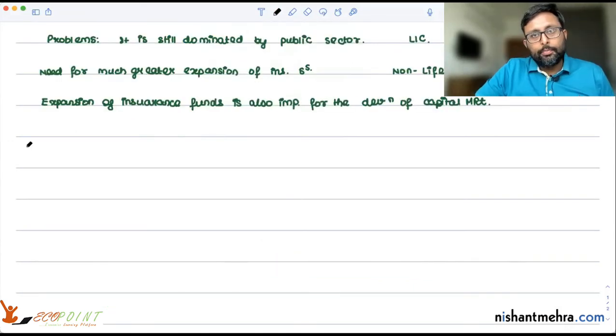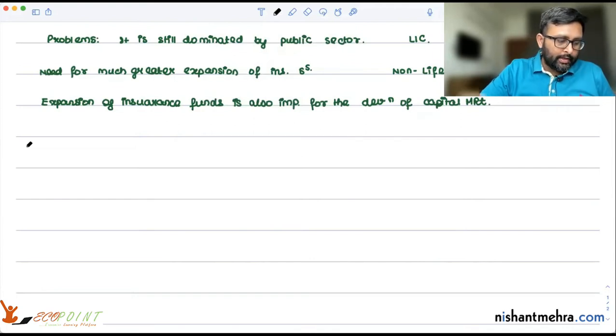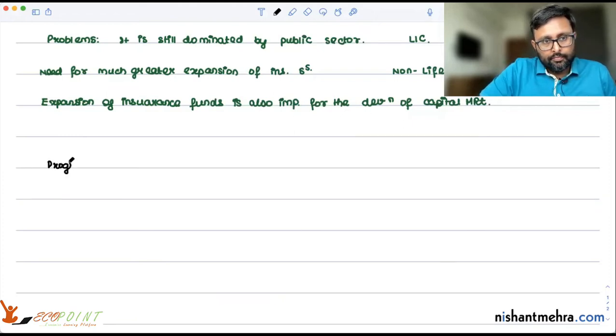Now let us talk about the progress of the capital market. Within the capital market, we'll be talking about the bond market, that is, the debt market. We'll be talking about the equity market, pension funds, and we will also be talking about mutual funds. So these four parts we'll be talking about in the capital markets. So please write progress in capital markets.